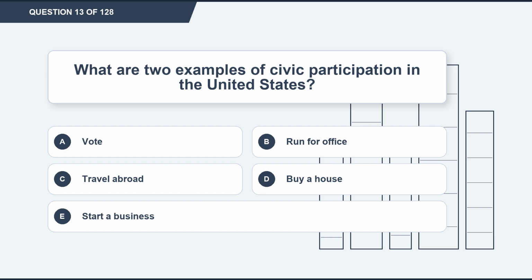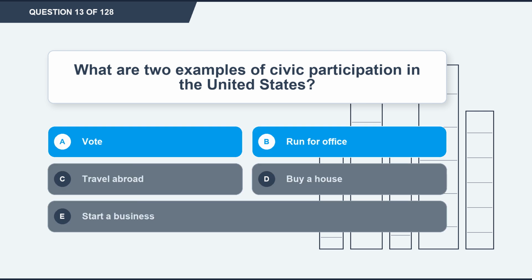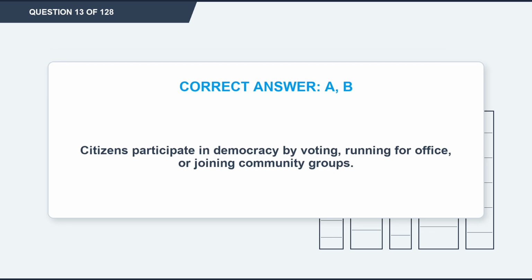Question 13. What are two examples of civic participation in the United States? Option A. Vote. Option B. Run for office. Option C. Travel abroad. Option D. Buy a house. Option E. Start a business. The correct answers are options A and B. Vote and run for office. Explanation. Citizens participate in democracy by voting, running for office, or joining community groups.